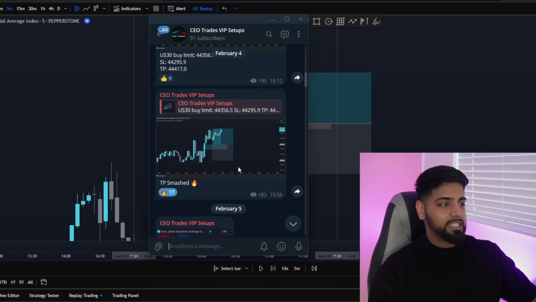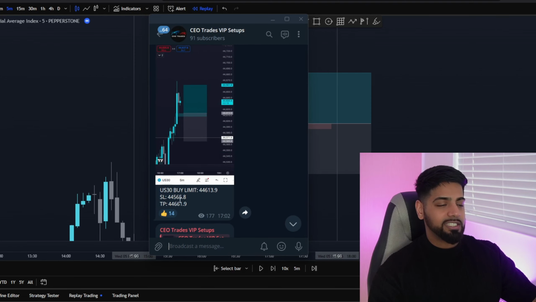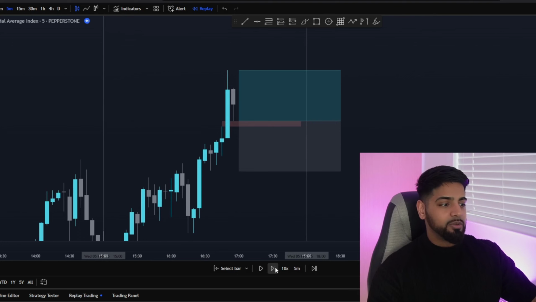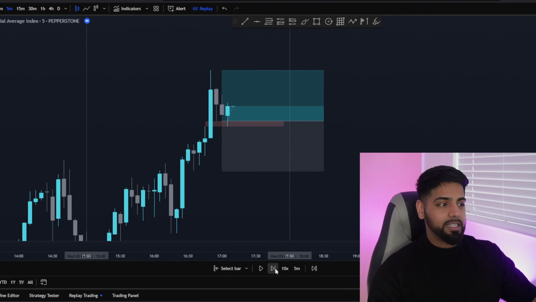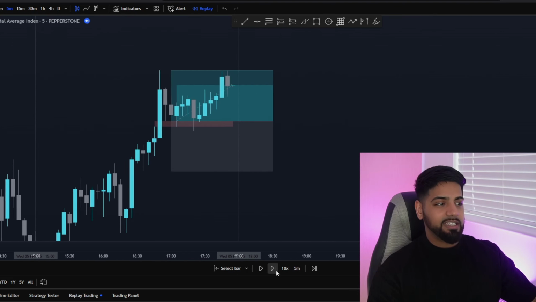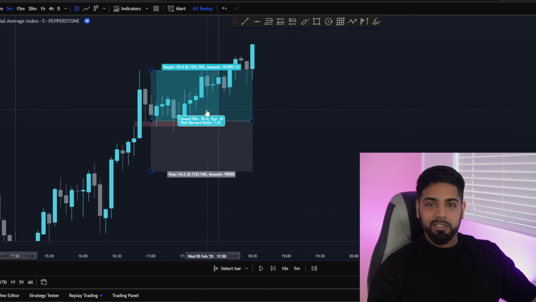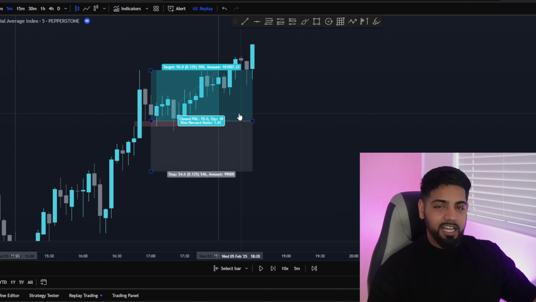So now this is when I sent the trade into the VIP group, as you can see right here, US30 buy limit with all of the numbers that you need, along with a screenshot to make sure you understand where the fair value gap is. Once we've done all of that, we can now play price on, and we can see that we get tapped in. Price then does play around for a little while, but eventually we go and smash take profit. So it's nice and simple.